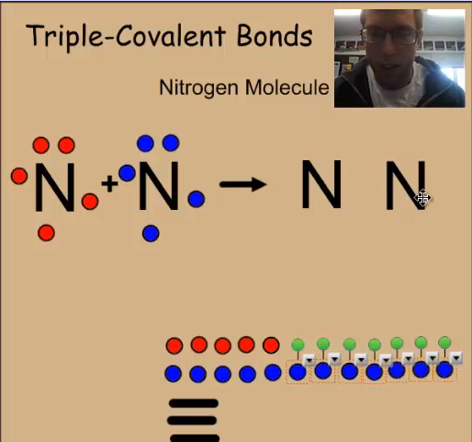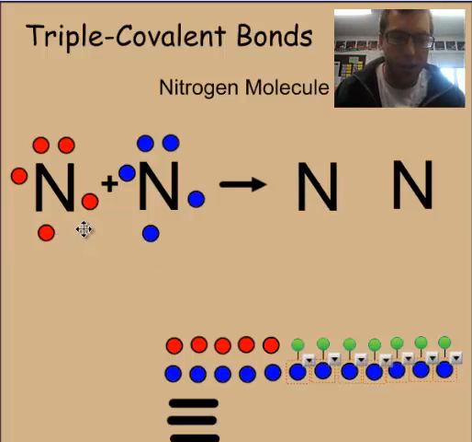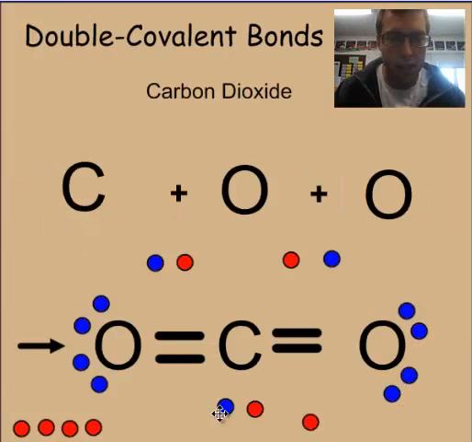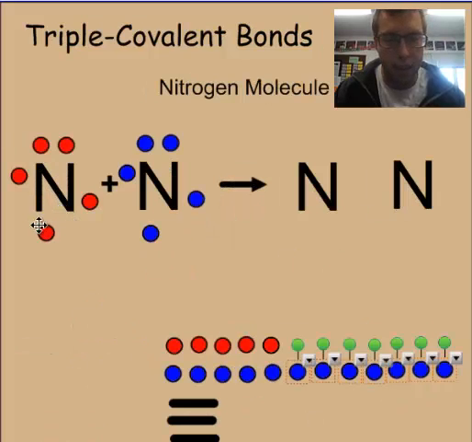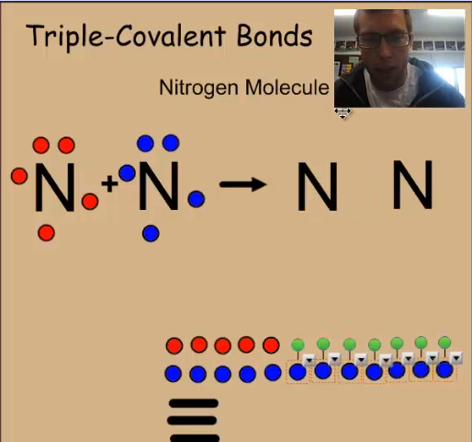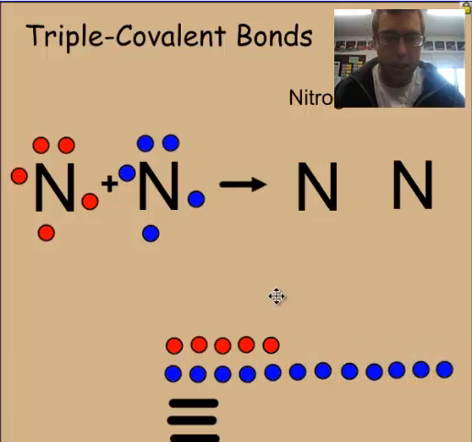We have nitrogen now, so we're going to show a triple bond for nitrogen. Nitrogen only has 5 in its outer circle. As you saw, oxygen has 6 in its outer circle and it needed a double bond. Nitrogen has 5, it needs 3 more, so you would make a triple bond for nitrogen, especially when you're making a nitrogen molecule. So for nitrogen, you're going to have 3 bonds in the middle.